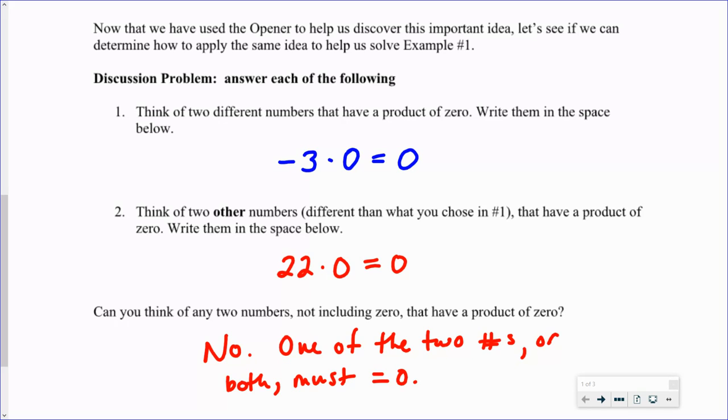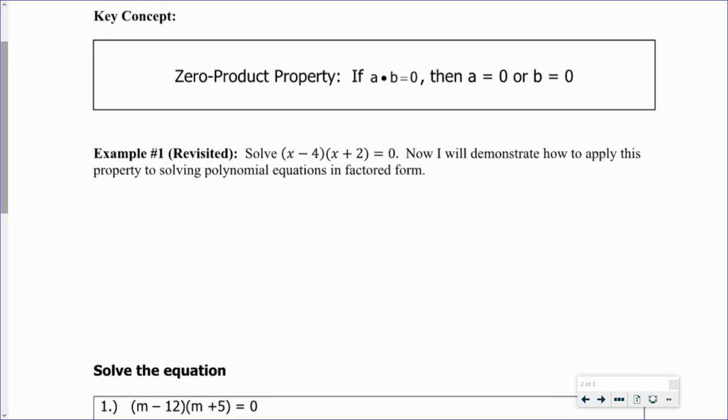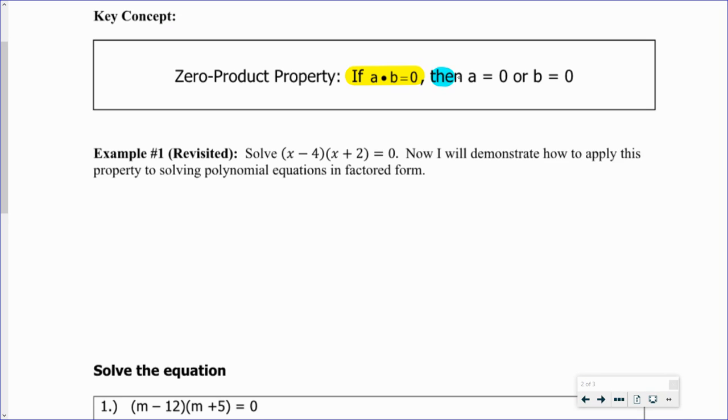The key concept that we just developed here is a really important idea when we're solving polynomial equations. It's called the zero product property. Basically all this is saying is that if the product of two numbers, call them A and B, is equal to 0, and I'll highlight this for you, if the product of two numbers is equal to 0, then A has to equal 0 or B has to equal 0. And we just demonstrated this on the previous slide.